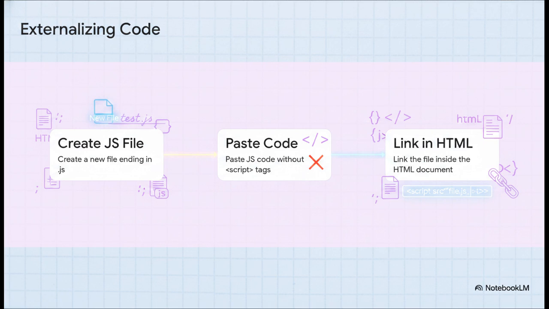Step 1. You create a brand new file and you absolutely must end it with a .js extension, something like test.js. That .js ending is crucial because it tells the browser exactly what kind of file it's dealing with. Step 2. You take your JavaScript code and paste it into this new file entirely on its own. Now importantly, you do not include the HTML script tags here, just the raw JavaScript logic. And step 3, you link that new file back inside your main HTML document.